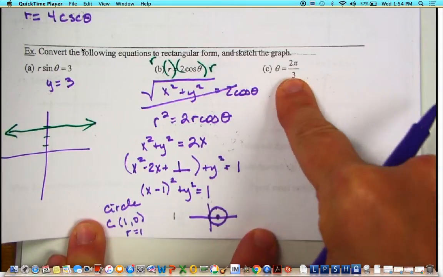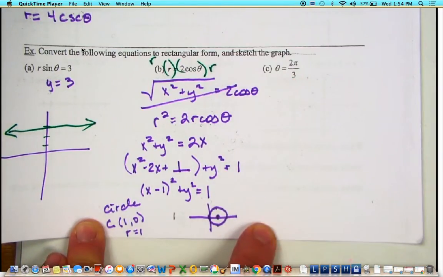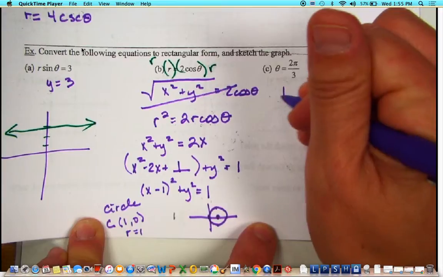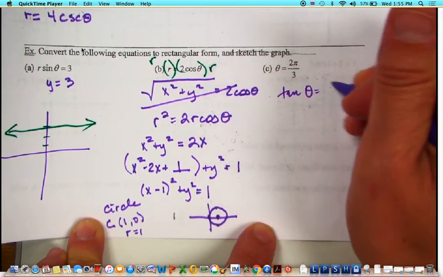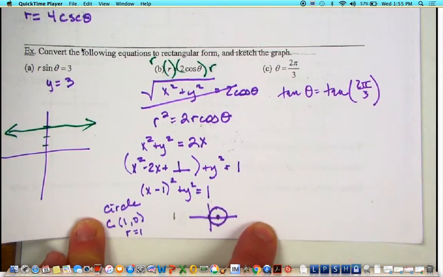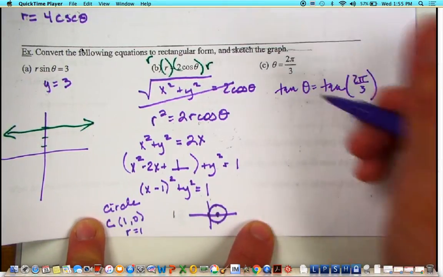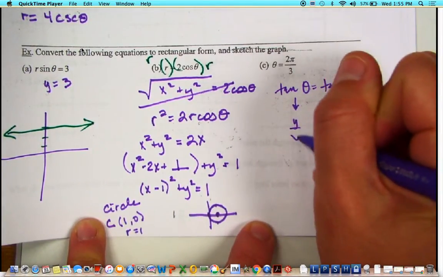What about this one? I need to go to rectangular, so I need x's and y's. I got a theta in there. You can use tangent. I can use tangent how? Take the tangent of both sides. So I'd have tangent theta is equal to tangent 2 pi thirds. I know tangent theta can be replaced by what? Y over x.